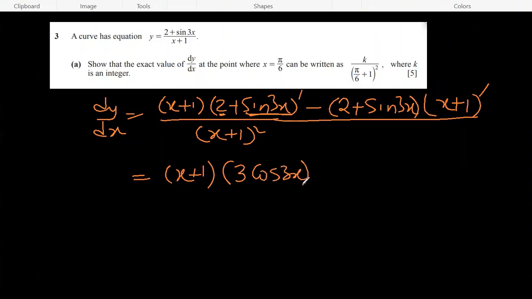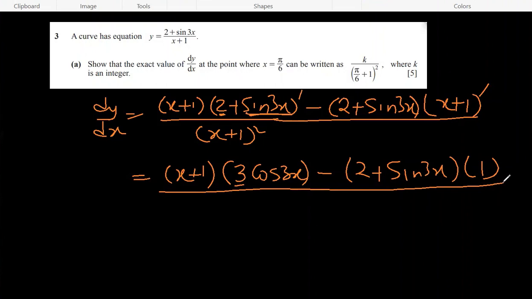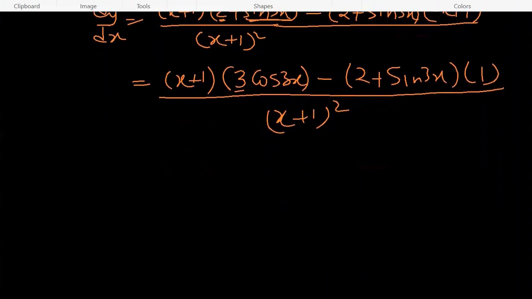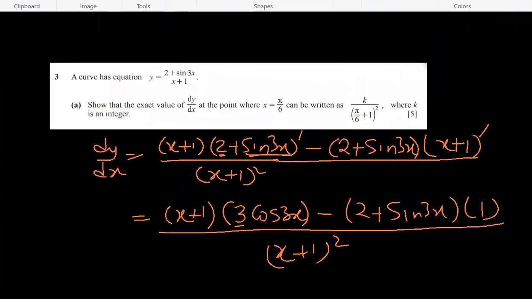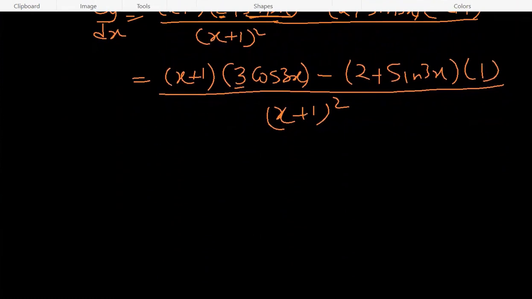Cos 3x multiplied by the differentiation of the angle 3. All right, minus 2 plus sine 3x and differentiation of x plus 1 is just 1 over x plus 1 square. Usually, I would simplify this further, take something common, factor the numerator, right? But since they have given us a value of x, let's substitute pi by 6 and straight away we'll get some answer. Okay? So pi by 6 plus 1.